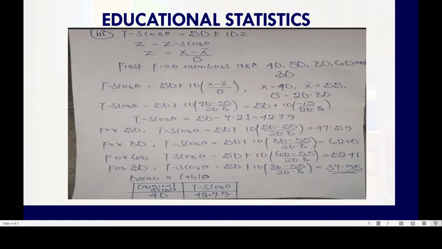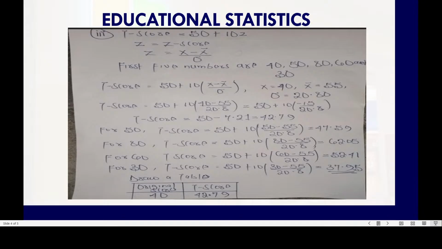So what's my first x there? The first score there is 40. What is the x bar we calculated? 55. What is the standard deviation we calculated? It is 20.80. So these are the data that we use to calculate the first t-score. So if I should do that, I'm having 50 plus 10 into 40. The score now is 40. In place of x bar, which is the mean, I'm putting 55. Divide, in place of standard deviation, I'm putting 20.8.